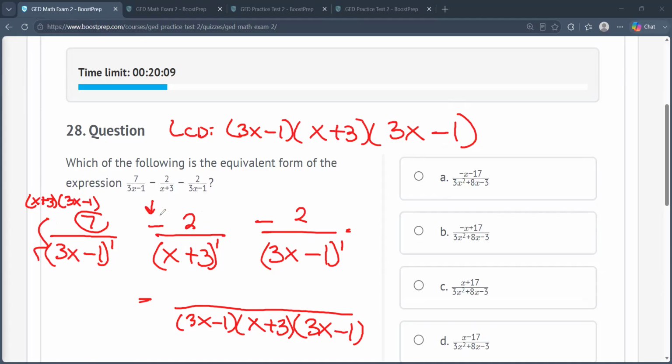You're going to distribute that minus. We have an x plus 3. So what are we missing for our LCD? We need a 3x minus 1. And what else? Oh, I see that 3x minus 1 repeats. I didn't even see this. If you have a repeating base, which we do, I made a mistake. So let me stop right here. I made a mistake on our LCD.